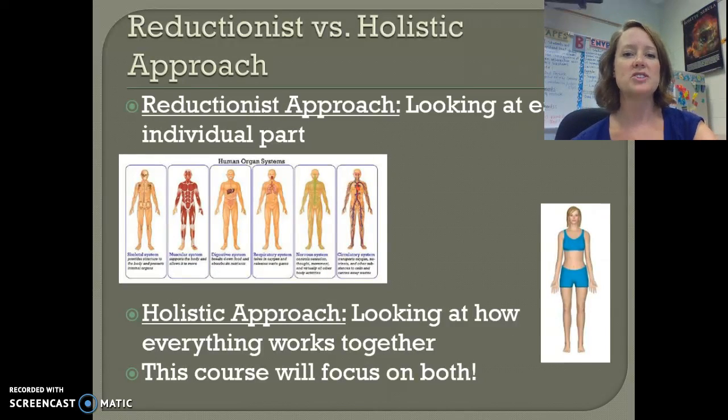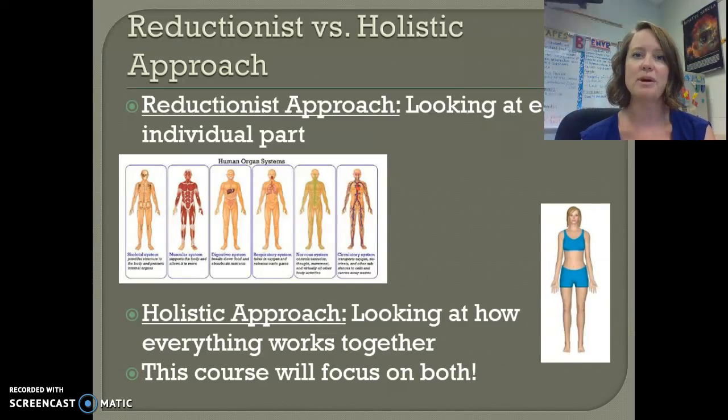So if we compare a reductionist approach to a holistic approach, a reductionist approach would be looking at each individual part. So if we're talking about the human body, we might look at the skeletal system or the digestive system, looking at each individual system. Thinking about the Earth, looking at just the water cycle or nitrogen cycle or even an ecosystem. Whereas if we take a more holistic approach, we're looking at how everything works together. So looking at the entire human body or looking at the entire Earth as made up of working systems.